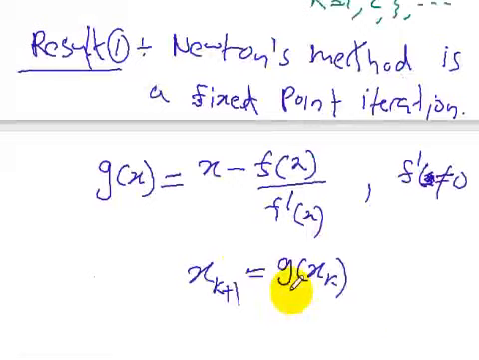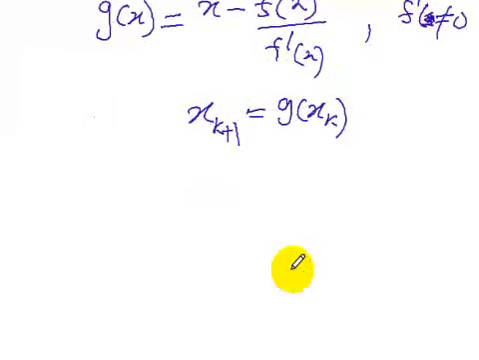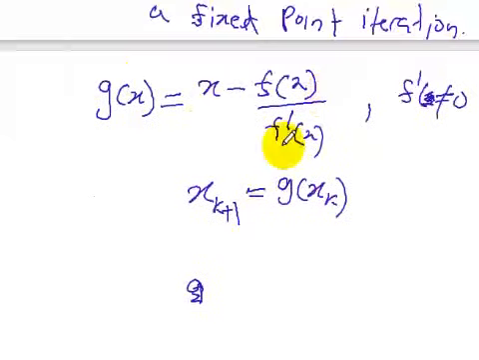Right? This looks like a fixed point. So if this is a fixed point, we have to show g has a fixed point. Now we are going to show that the fixed point of g is a root of f.